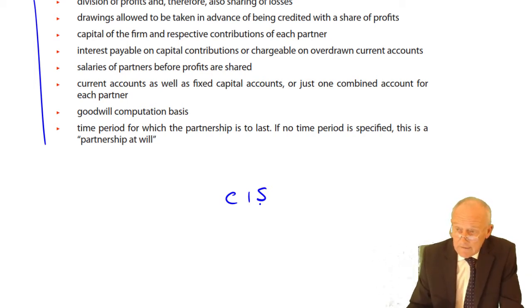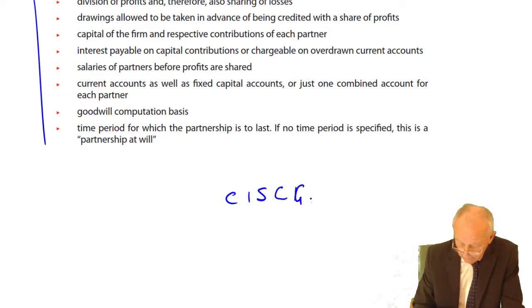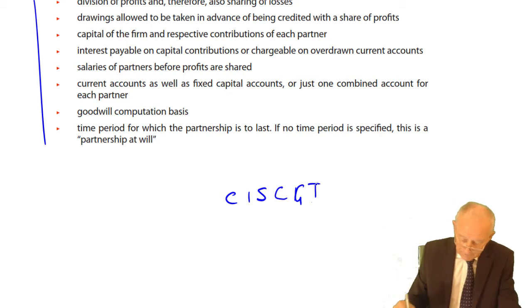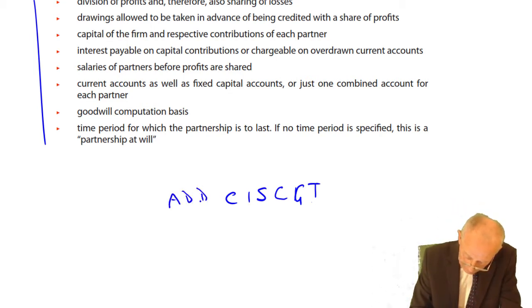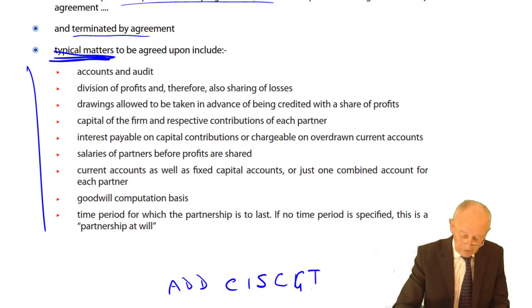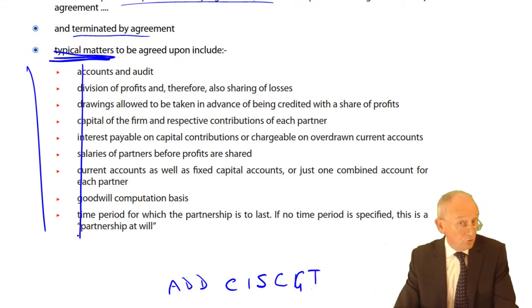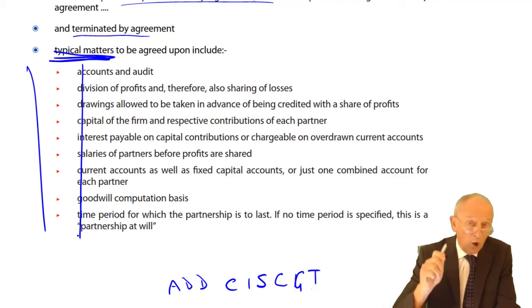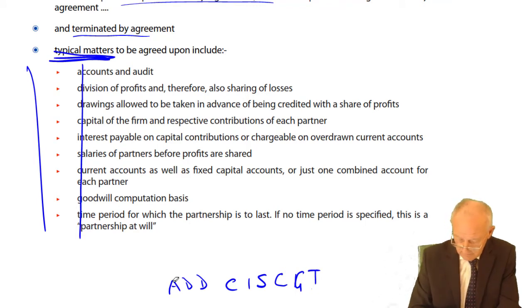You'll know the feeling. Any of you who've done F6 already will know that there is a sort of tax called capital gains tax, abbreviated to CGT. And if you were to add the Cooperative Insurance Society's capital gains tax, you would finish up with a mnemonic for typical contents of a partnership agreement, stuff that we should agree upon before we go into partnership, or stuff that we should agree upon and hopefully put in writing. And remember, we can agree to do anything so long as it's legal.